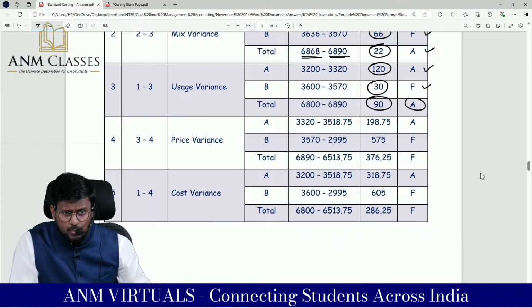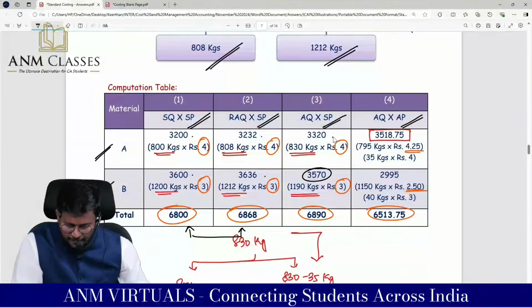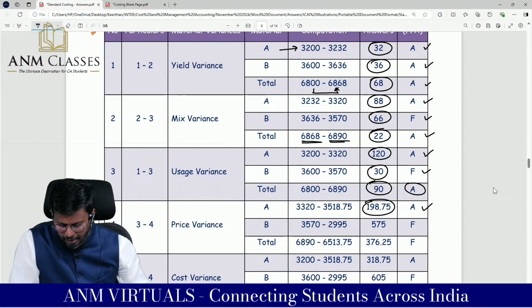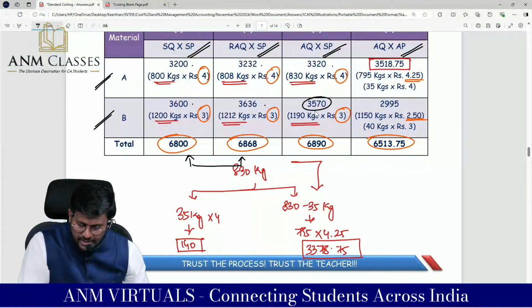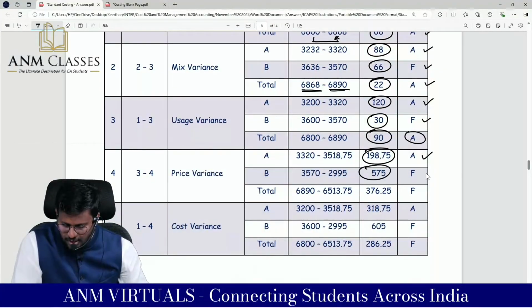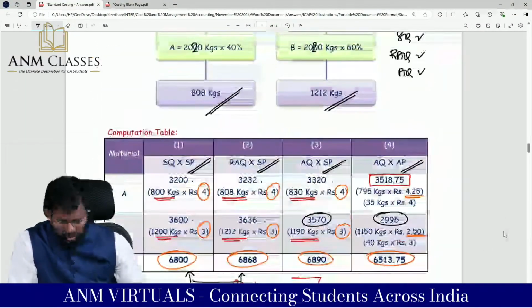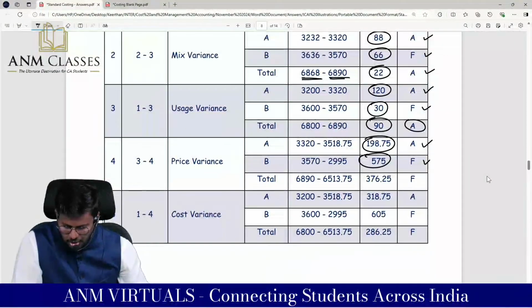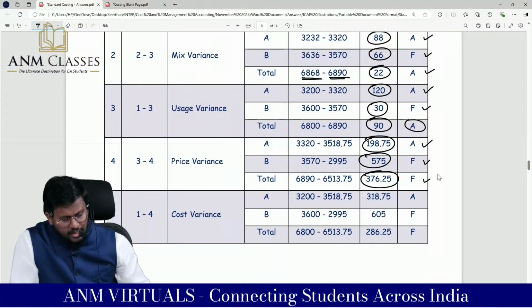Now coming to the price variance. Price variance is 3 minus 4. For material A, 3320 minus 3518.75, which comes to 198.75. Then 3570 minus 2995, that comes to 575. Comfortable? Then 6890 minus 6513.75 comes to 376.25 favorable.